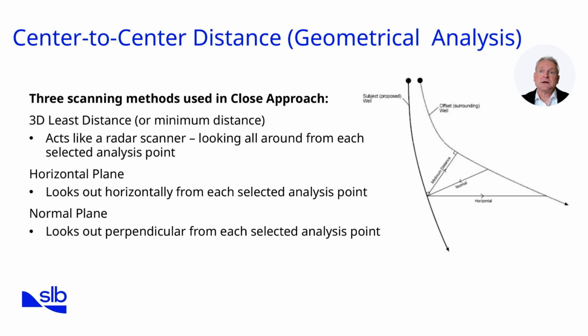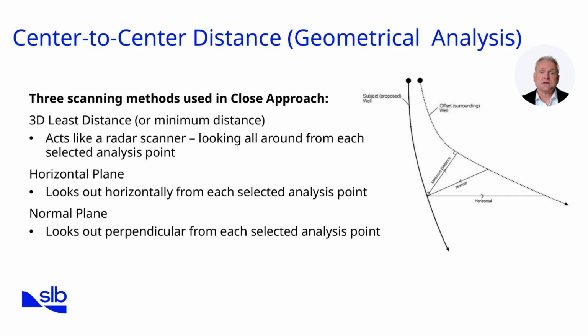Center-to-center distance calculations form the geometric foundation of anti-collision scanning. There are 3 main methods to assess proximity between wells. The first is 3D least distance scanning, which acts like a radar, measuring the shortest possible separation from each selected analysis point to any surrounding offset well.